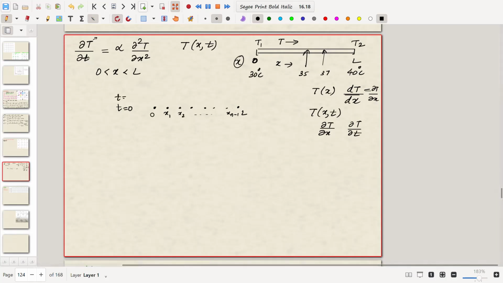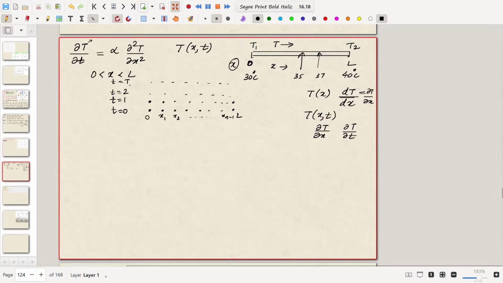Now for time equal to 1 second, you will have another batch. For time t equal to 2 seconds, you will have another batch. Similarly, for time t equals t seconds, you will have another batch, depending on how much you want to compute. Later, you have all these data points. You can plot the temperature versus time as a heat map, which we will see in Python.